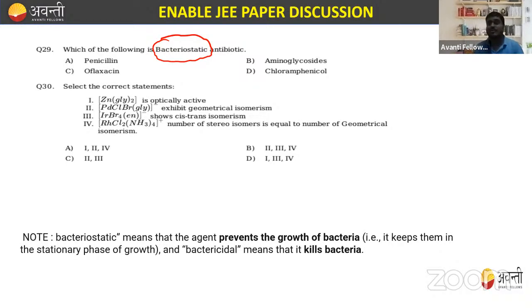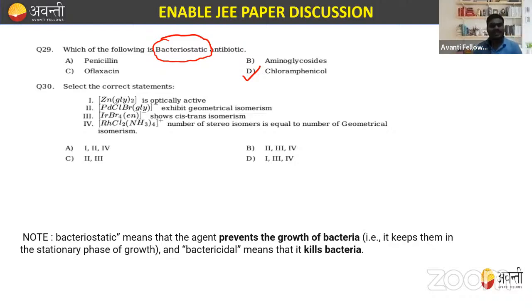So if someone asks what is bacteriostatic, it means preventing the growth of bacteria. An example of such an antibiotic is chloramphenicol. Yes, this is the correct option, chloramphenicol, option D. Option D is the correct one, right? Which of the following is a bacteriostatic antibiotic? Chloramphenicol, because it prevents the growth of the bacteria, right?